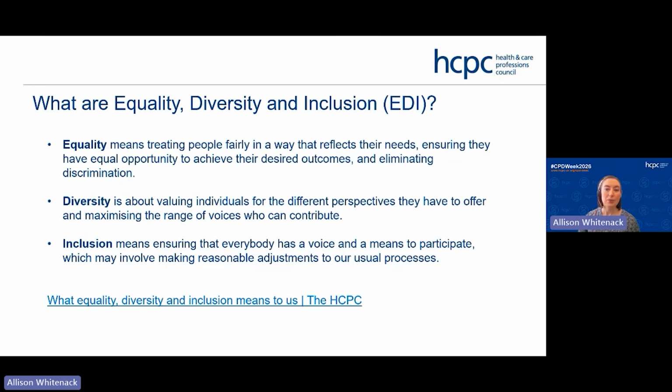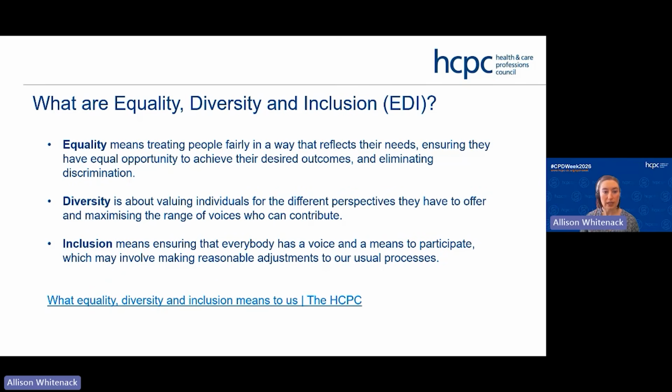So today we're talking about EDI and your practice. But what exactly is EDI and how do we as a healthcare regulator describe it? So we have some information about EDI on our website, which you can find at this link here. But equality means treating people fairly in a way that reflects their needs, ensuring they have equal opportunity to achieve their desired outcomes, and eliminating discrimination.